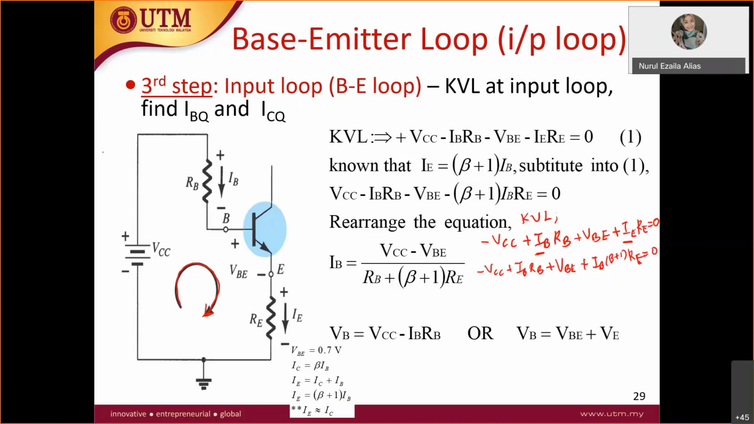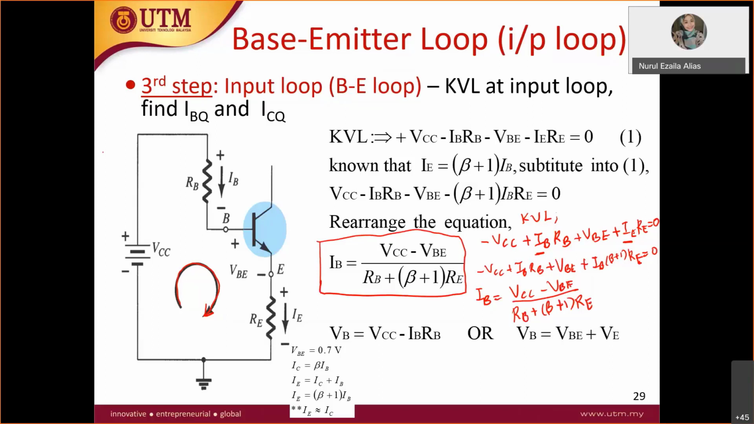Now you combine the IB. Finally you will get IB is equal to VCC minus VBE over RB plus beta plus 1 RE. So that's how they get this equation. Same thing, you derive it or you don't derive it, you will get the same thing. So that's how you do it.